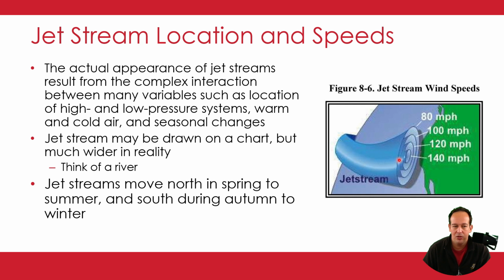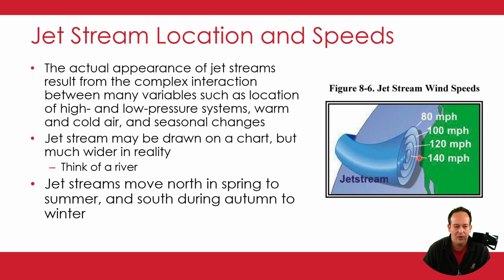A jet stream may be drawn on a chart, but they're much wider in reality. You want to think of it as a river. If we're looking at this picture on the right, what's depicted on a chart is the center of the jet stream, and the center is where it's going to be the fastest. But as we go away from the center, the speed of the air gets less and less. If you're on the outer area of the jet stream, the wind is 80 miles per hour, but as you get more and more into the jet stream, it's like 140 miles per hour. That's a pretty big difference.